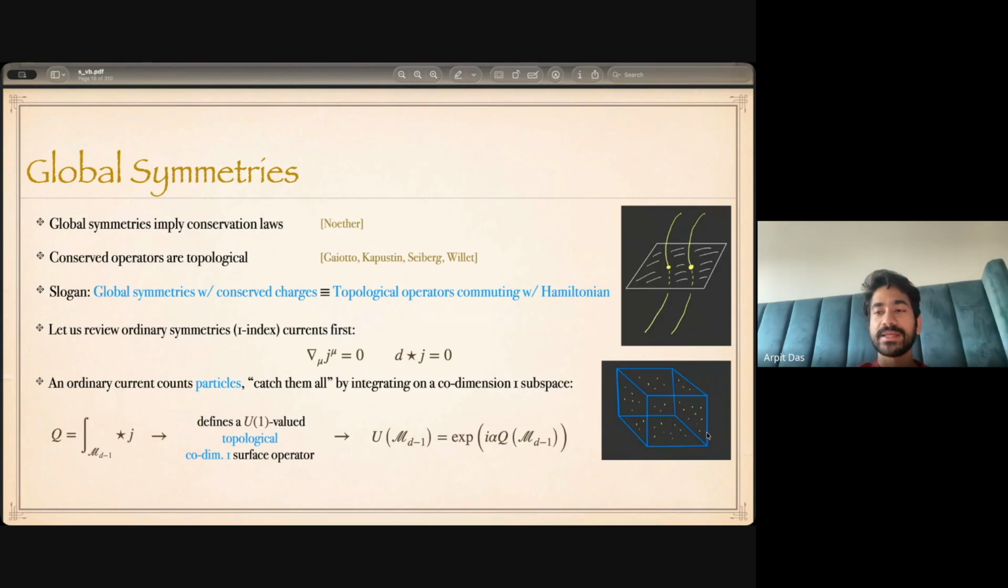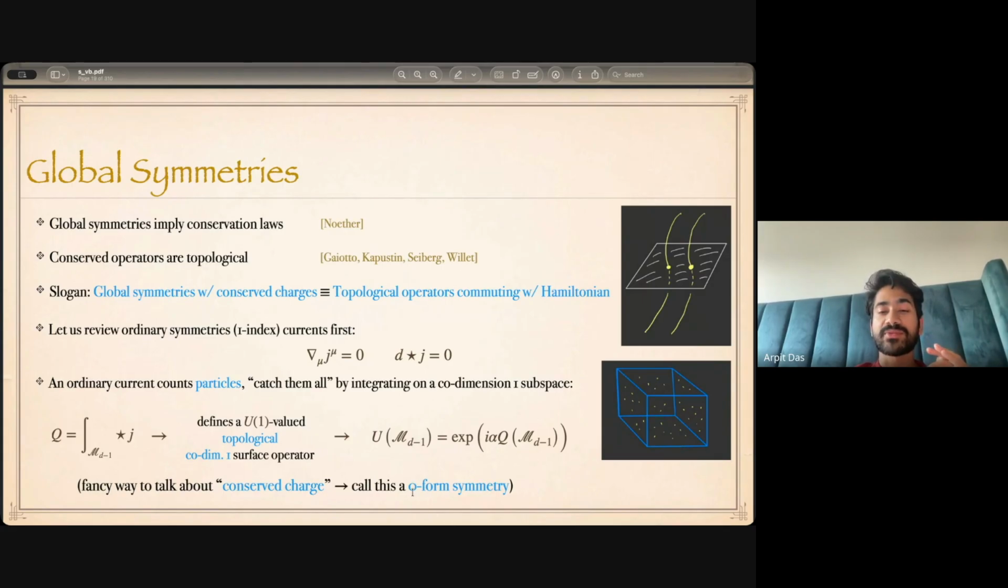And this is my expanded picture of that same codimension one volume, and these yellow dots are my particles. So again, this is the usual symmetry that we know, but I am just calling it in a fancy way. And this fancy way of calling this new notion is what is called a zero form symmetry. Okay. So where does this zero come from?